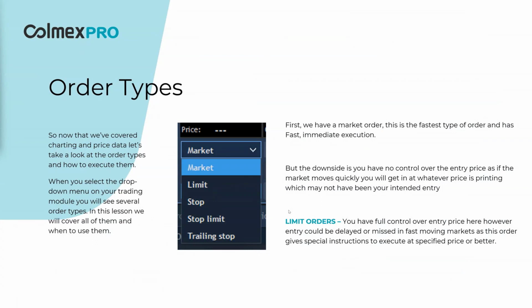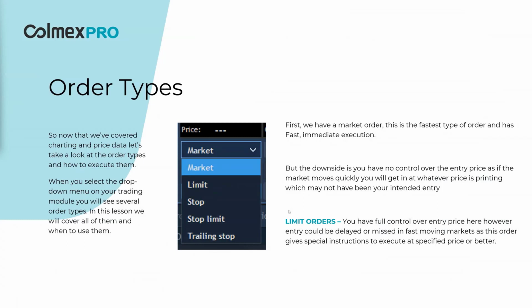So you can see in our screenshot to the right, that drop-down menu offers you market orders, limit, stop, stop limit, and trailing stop orders. So let's go over the first one. So first we have a market order. This is one of the most commonly used orders amongst day traders and scalpers. This is the fastest type of order and has fast, immediate execution. However, the downside is that you have no control over the entry price, as if the market moves quickly, you will get in at whatever price is printing, which may not be your intended entry.